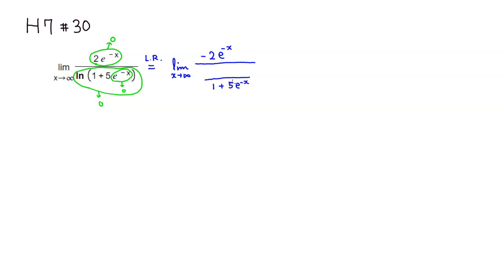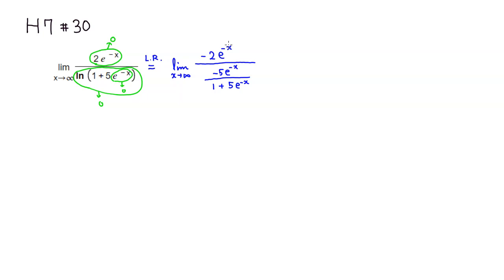And the derivative of that, put it on top. The derivative of 1 is 0, so you're going to have 5, and the derivative of e to the negative x is negative e to the negative x. So we have that.